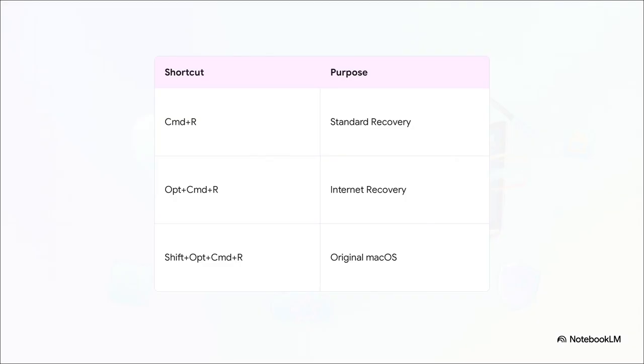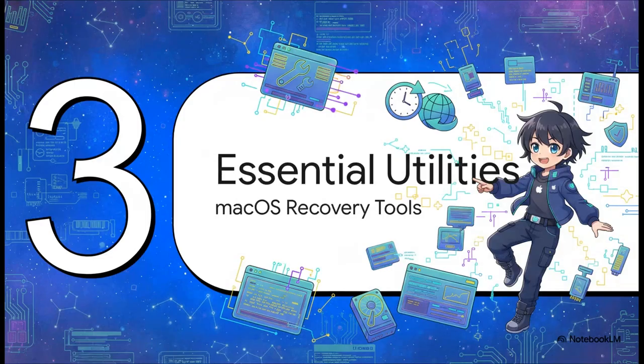But wait, Intel users actually have a few more tricks up their sleeves. Check out this Intel recovery cheat sheet. Holding Command plus R gives you the standard recovery, which reinstalls the version of macOS currently on your machine. But if you hold Option, Command, and R, it triggers internet recovery and installs the absolute latest compatible macOS. And get this, if you hold Shift, Option, Command, and R, your Mac will actually try to install the original macOS version that came with the computer when it was brand spanking new. It's a real game changer and an absolutely perfect tool for vintage Mac fans, or if you're doing software compatibility testing.